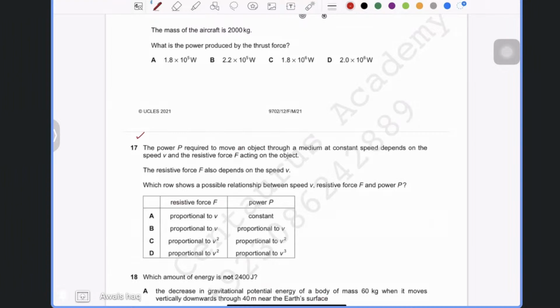The power required to move an object through a medium at constant speed depends on the speed v and the resistive force F acting on the object. The resistive force F also depends on speed v. So which row shows a possible relationship between v, resistive force and power? Okay. So it says the power required to move an object through a medium at constant speed depends on speed and resistive force. So power will be force times velocity. What do you say? Right?